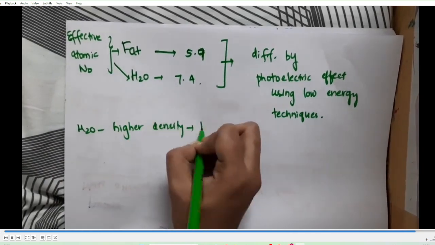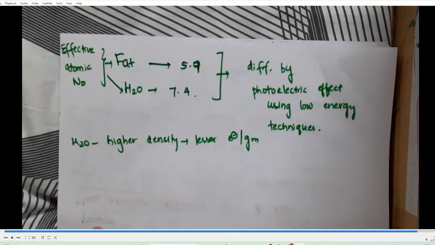But if you use higher energy radiation, Compton effect will predominate. Differentiation is possible if low energy techniques are used. If higher energy techniques are used, then Compton reaction will predominate, and the differentiation between fat and water then depends on density and number of electrons per gram. So it is very difficult to differentiate fat and water using Compton reactions in high energy states.